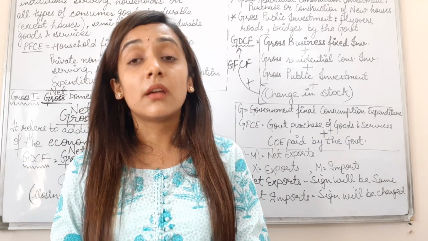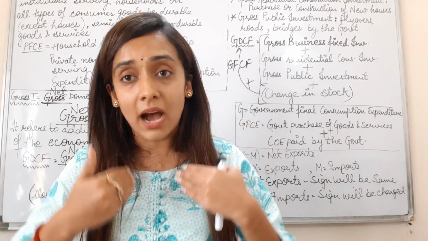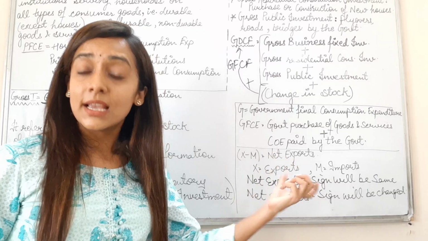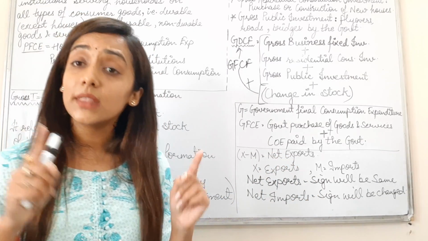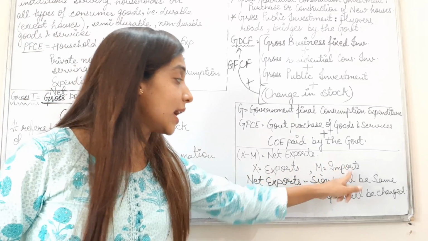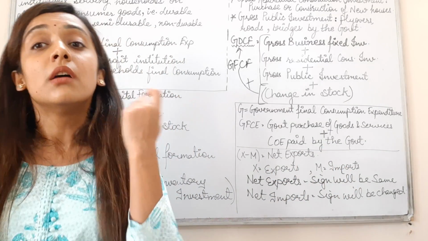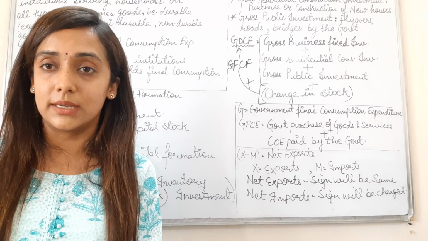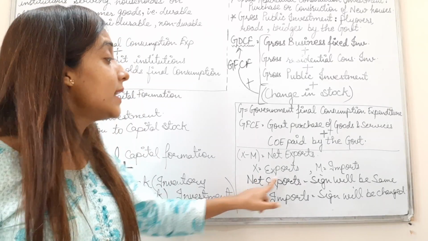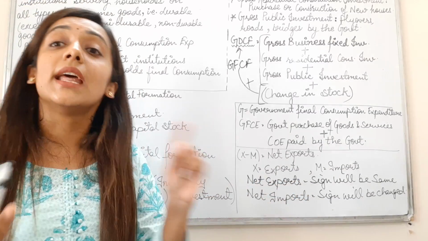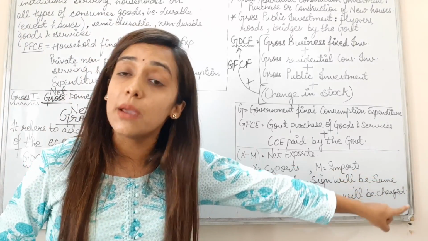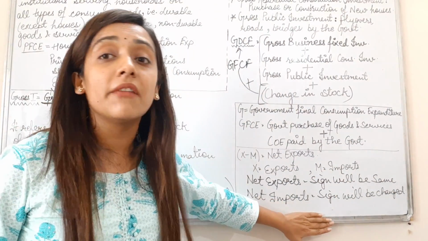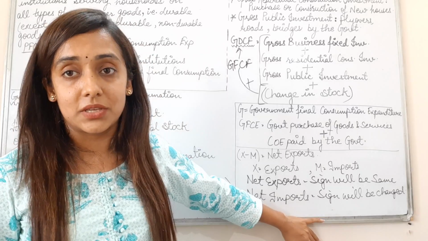Instead of taking the demand of the foreign sector and our economy separately, what we have taken? Net exports, that is expenditure incurred, that is X is equal to exports and M is equal to imports, that is demand of the foreign sector, that is expenditure of the rest of the world. Is it clear? So, net exports, if in the question net exports are given, sign will be the same. It means our exports are more. Net import is given, that means sign will be changed.